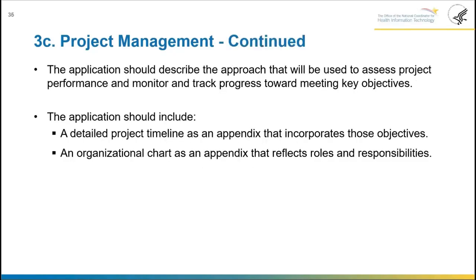The project management section should also describe the approach that will be used to assess project performance and monitor and track progress towards meeting key objectives. The application should include a detailed project timeline as an appendix that incorporates those objectives, and an organizational chart as an appendix that reflects roles and responsibilities of the project team.